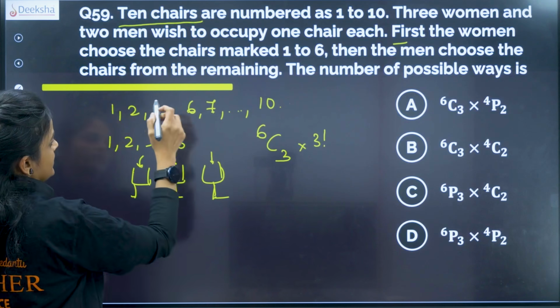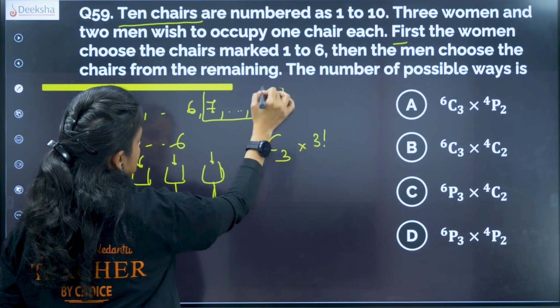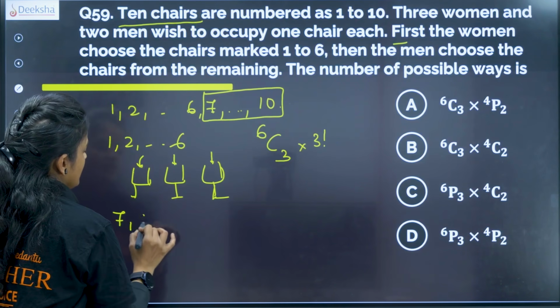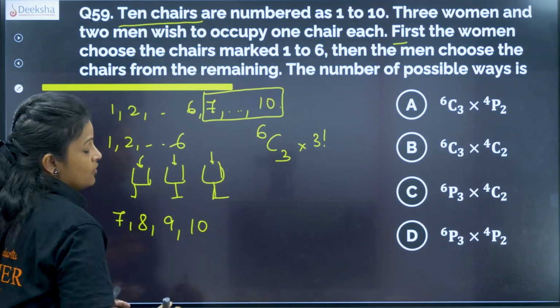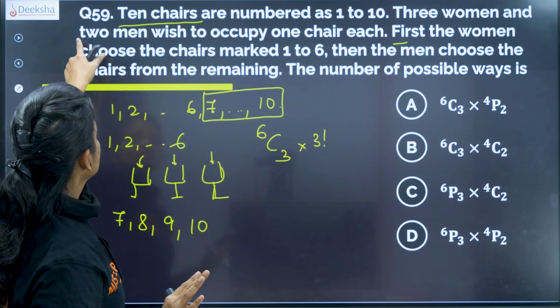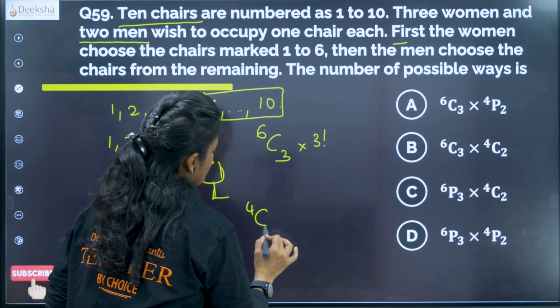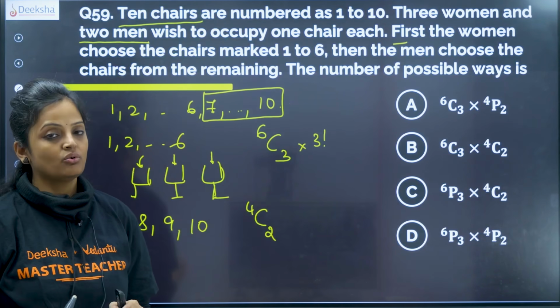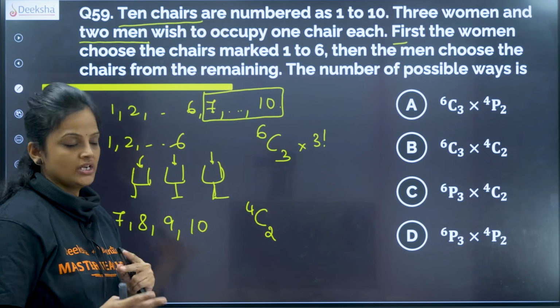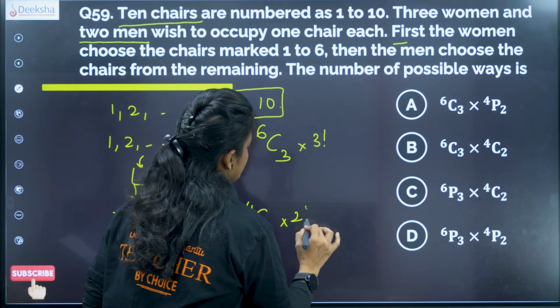Now we come to the men. How many chairs are left? 4 chairs: 7, 8, 9, 10. How many people are there for the 4 chairs? 2 men are occupying the 4 chairs. So 4C2. Again, as I told, they can interchange the chairs in 2 factorial ways.